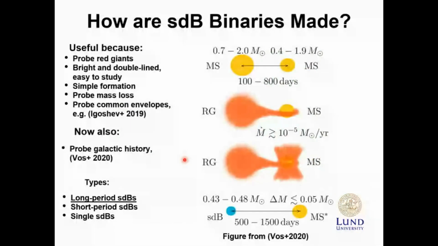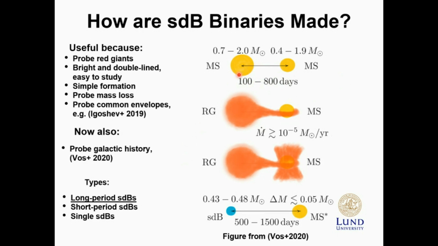And these subdwarf B stars form in a quite peculiar way. So here is basically a diagram which explains how that happens. So imagine two stars, two yellow stars, which are somewhat similar to the sun. One of them is a bit more massive than the other one. These two stars are initially in a binary. The binary orbital period is between 100 and 800 days. So it basically takes the two stars about a few months to a few years to make a full orbit around each other.